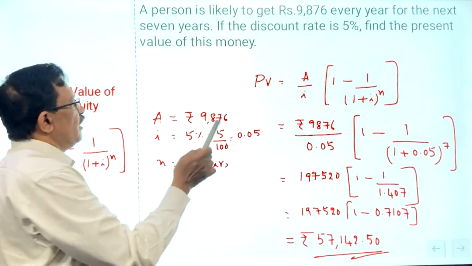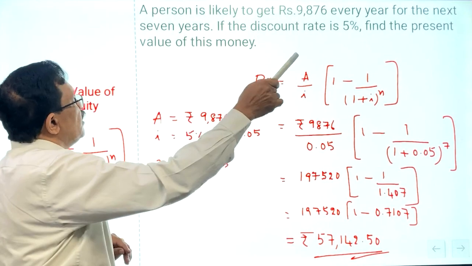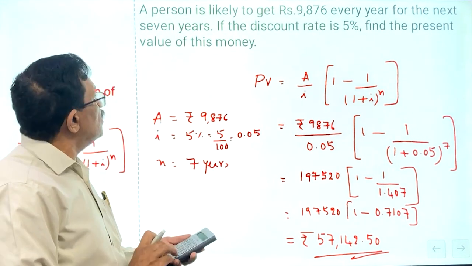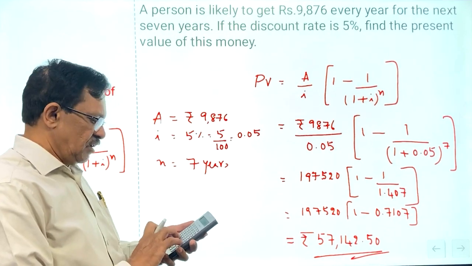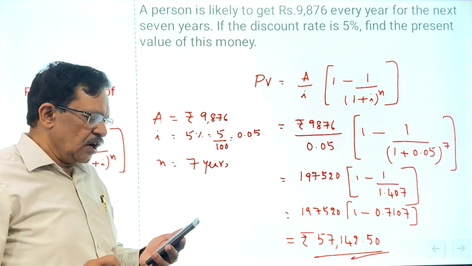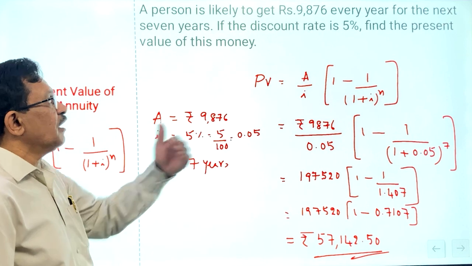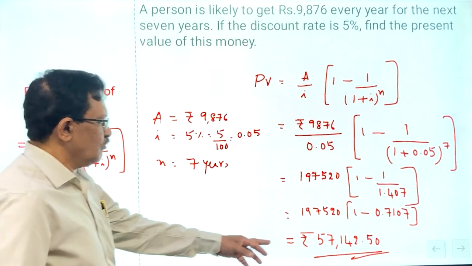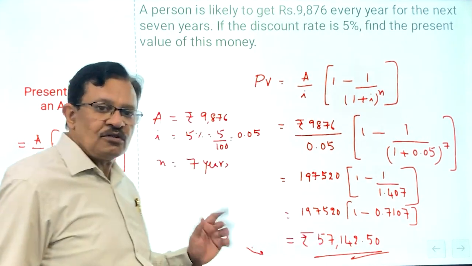So if you are going to get 9,876 rupees every year for 7 years, how much is it actually? 9,876 multiplied by 7, actually you are getting 69,132. But it is not equivalent to the present value. They are coming at a later date. So what is the present value of that? It is equivalent to 57,142.50. This is how you are going to solve the problem.